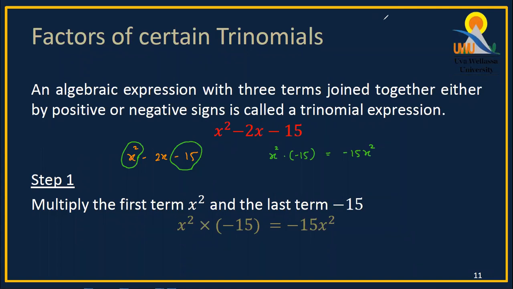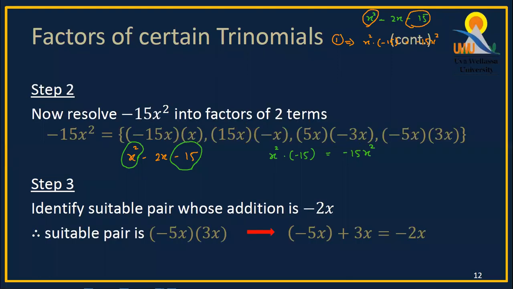First, we have identified this quantity, x squared minus 2x minus 15, and we have identified that this is the first term and this is the last term. As the first step, we multiplied the first term with the last, and we obtained minus 15 x squared. Then the second step.